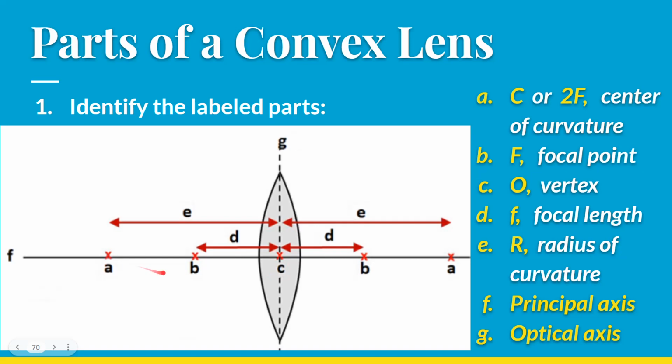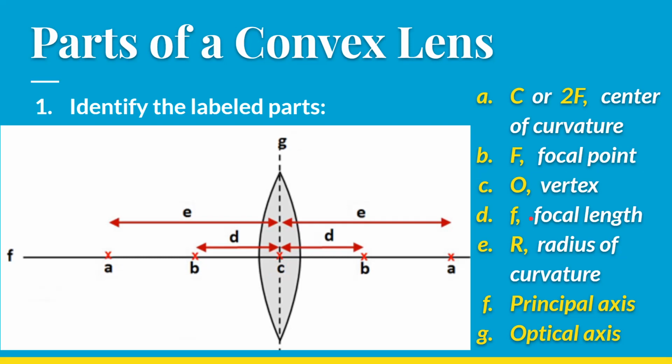Point B, which you can see right here. Notice that A and B are on both sides of the lens, by the way. It depends on which side the object's on. Point B right here is the focal point. Point C in the very center is known as the vertex, which kind of makes sense because it looks like the intersection of two axes right here. But this is our vertex, which is labeled as an O.